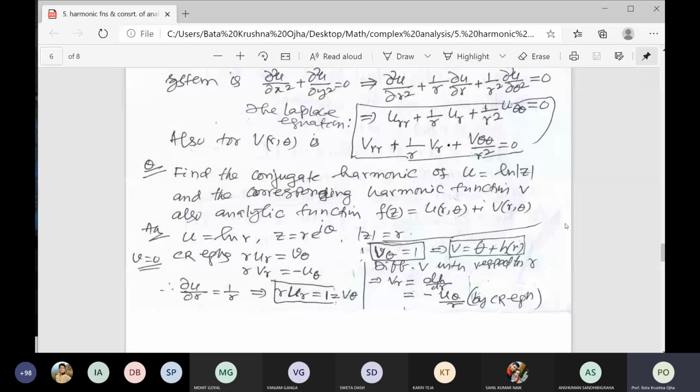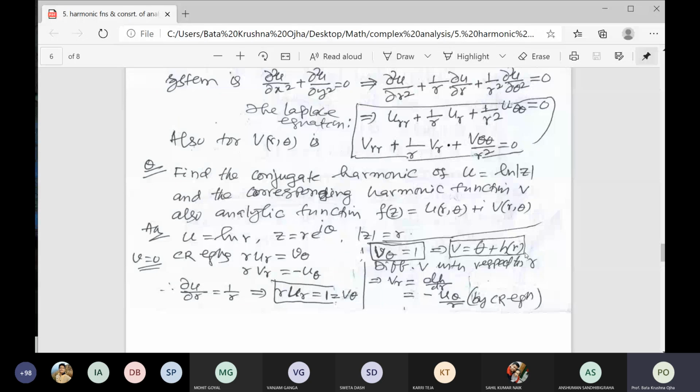Already I have given the Cauchy-Riemann equations here, the first two lines. r u_r is equal to v_theta. So you get u_r is equal to 1 by r. Multiply, so r u_r is equal to 1. That means v_theta is equal to 1. If v_theta is equal to 1, then integrate with respect to theta. It will become theta, because it is a constant, plus h of r, that is the arbitrary function of r.